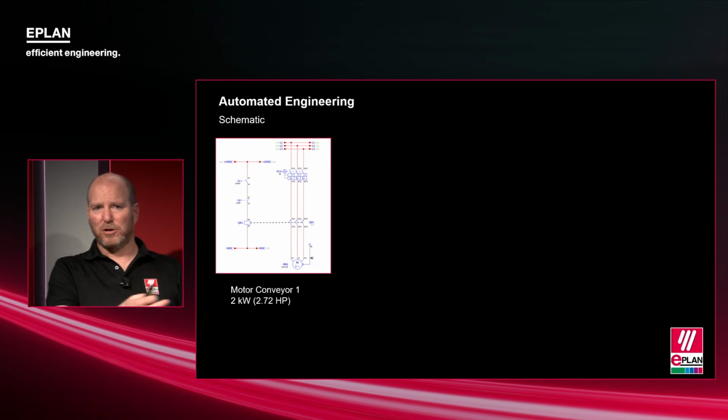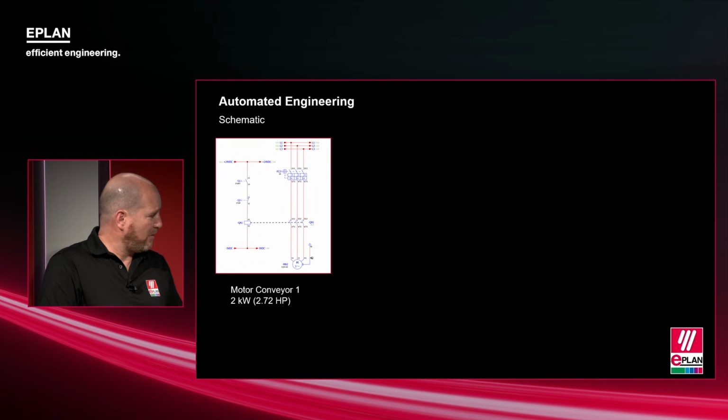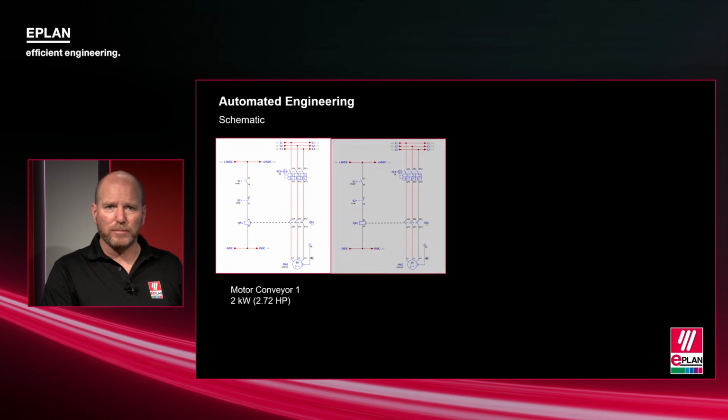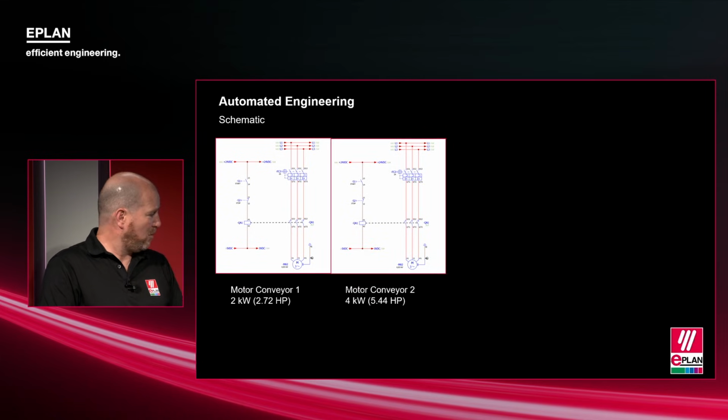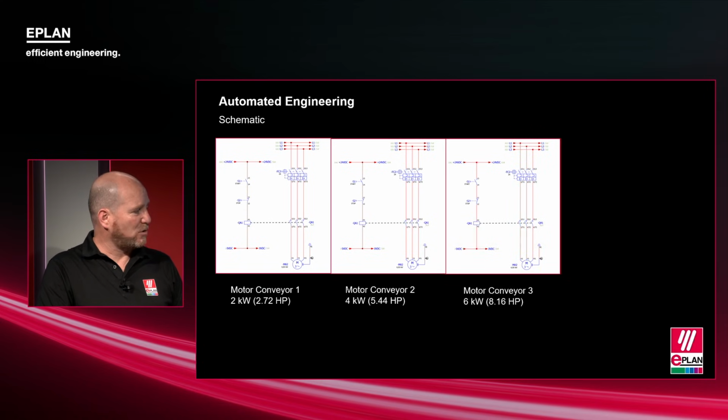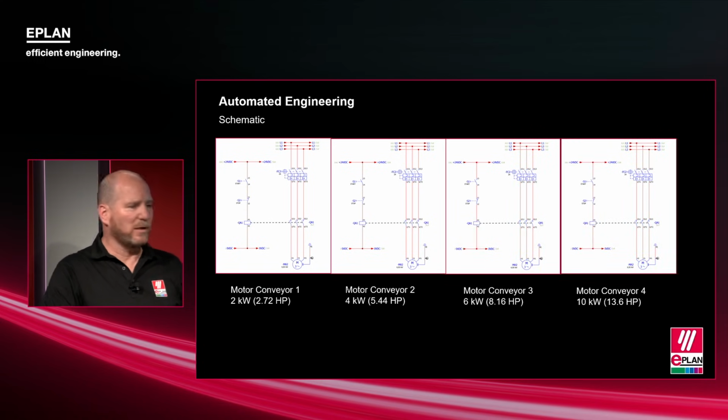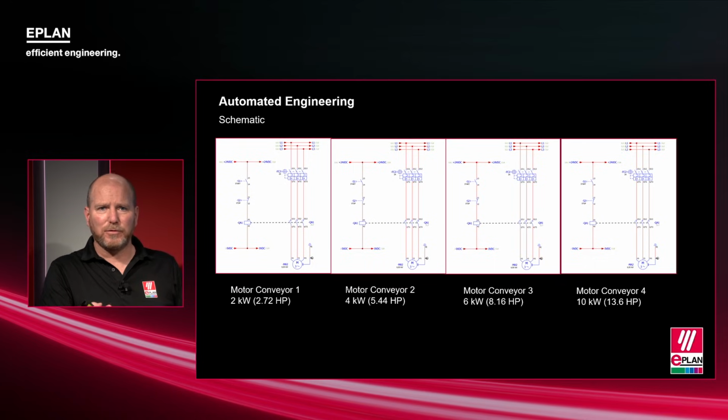So let's start with the schematics. We just took a look at the software and we saw that I can create a motor starter. Well, the motor starter comes in various different sizes. I've got here a 1 horsepower motor. Then we've got another one with, or a 2 kilowatt motor, sorry. We've got a 4 kilowatt motor. I've got a circuit with a 6 and a circuit with a 10 kilowatt motor. What's the difference between those circuits? The data. From a circuit perspective, they all look the same, except that the data changes.